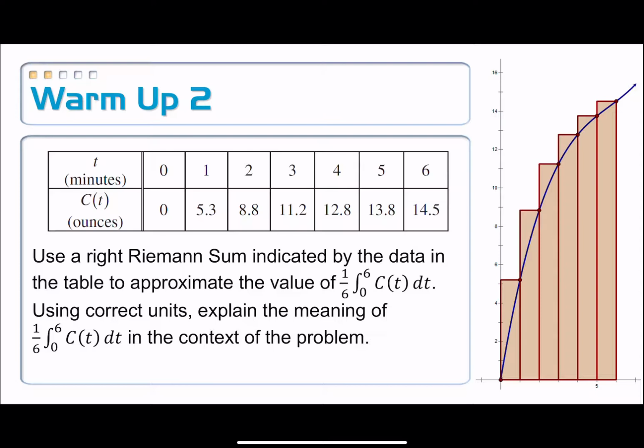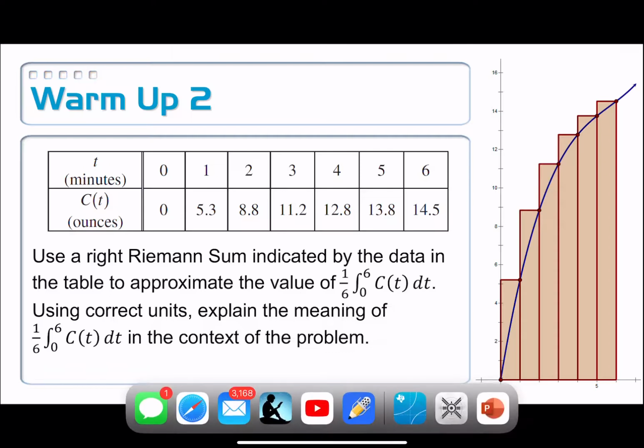So if I wanted to calculate this right Riemann sum, I'm just doing the lengths and the widths of each one of these rectangles, and you can see that the width, the delta x, on each one of these rectangles is exactly the same. It's just 1 unit wide. And then each one of the heights: the first height is 5.3, then 8.8, then 11.2, and so on, all the way up to 14.5.